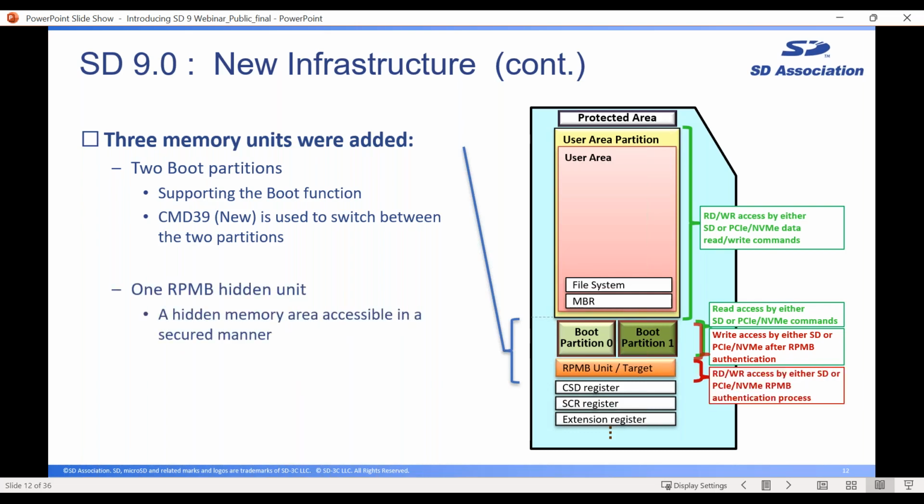The third new unit is the RPMB unit. This is a hidden unit that may be accessed, read, or write only after doing RPMB authentication.